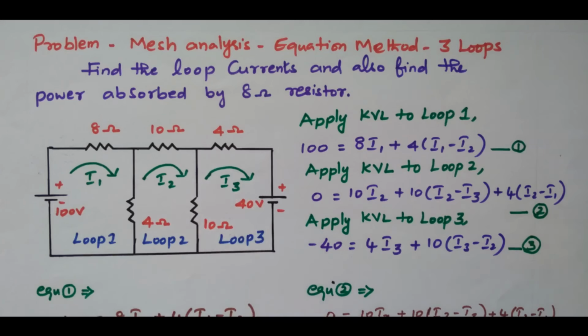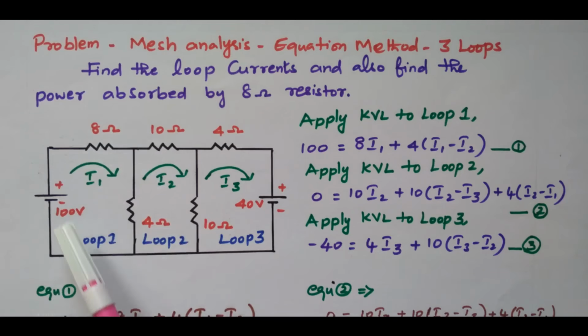There are 3 loops available, so we need to frame 3 equations. By solving the 3 equations, we are able to find these 3 loop currents. Now we'll apply Kirchhoff's voltage law to loop 1. What is Kirchhoff's voltage law? The potential rise equals the potential drop in a closed loop, or the total potential in a closed loop is 0.